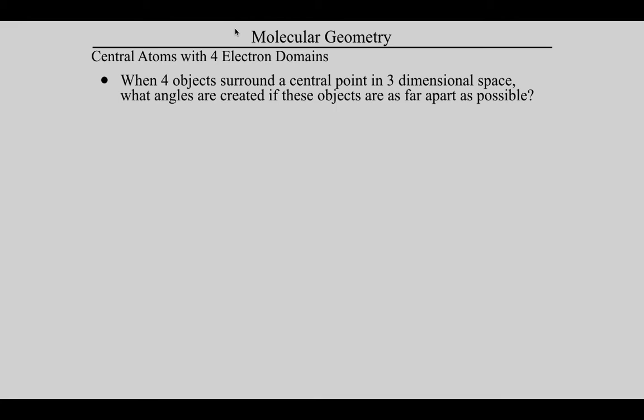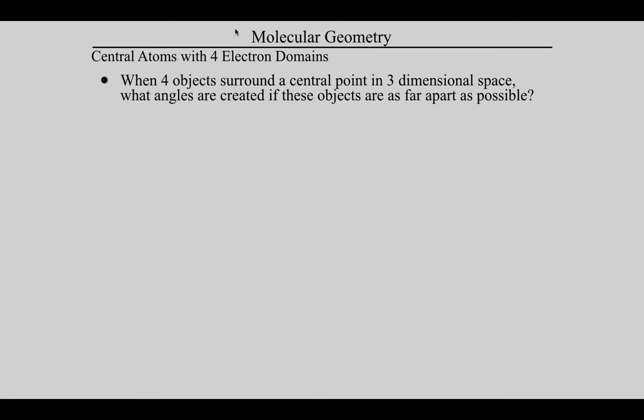The question is this. When 4 objects, those are going to be our domains, when 4 objects surround a central point, that's going to be the atom in the middle, when 4 objects surround a central point in 3-dimensional space, what angles are created if these objects are as far apart as possible? So guys, let's make the connection. What we're talking about is domains. And now we're going to talk 3 dimensions, but guys, why would those domains be as far apart as possible?